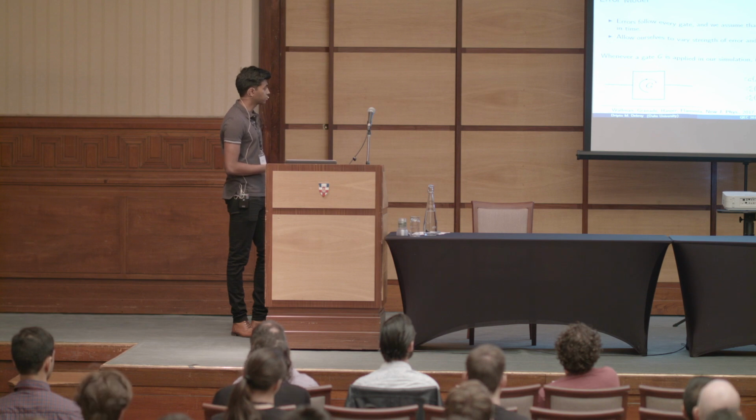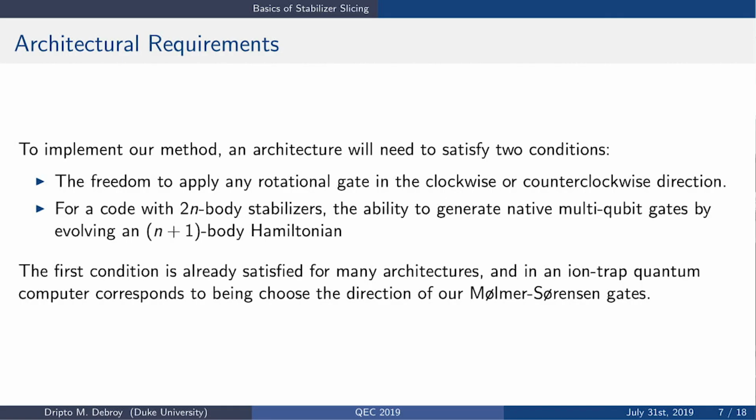In a paper that came out last year. So to apply our method, we'll need 2 conditions. Both of these do have workarounds I'll talk about later to varying levels of effectiveness. But the first one is the freedom to apply any rotational gate in the clockwise or counterclockwise direction. So this is basically the control of that S parameter in my last slide. And this is essentially how we're going to direct our errors.